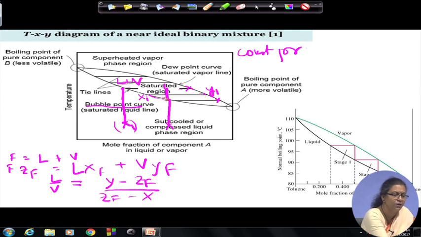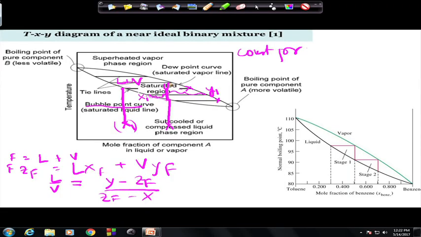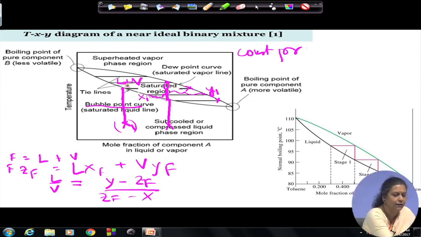They are inversely proportional to the distance along the tie lines. What I mean is, this particular distance gives me the moles of liquid formed, and this particular distance gives me the moles of vapor formed. So, as we move in, we find that this distance decreases and this distance increases. If I continue in this way, what do we find? That finally, when we come here, we have all vapor, and we have no liquid. Okay.